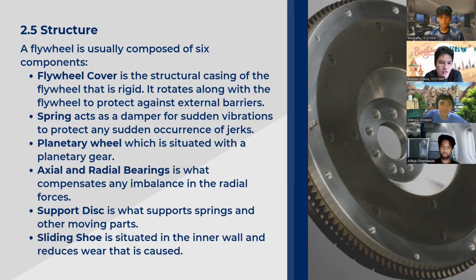The planetary wheel is situated with a planetary gear. The axle and radial bearings compensate for any imbalance in the radial forces. The support disc supports the springs and other moving parts. The sliding shoe is situated on the inner wall and reduces the wear that is caused.